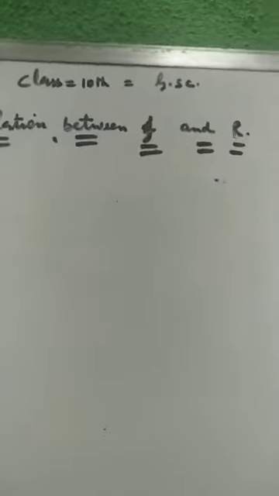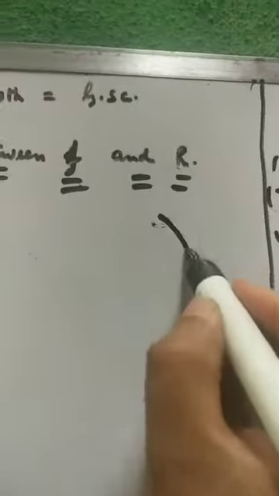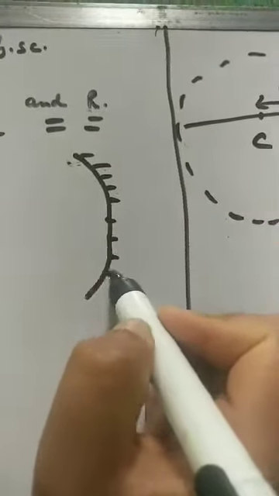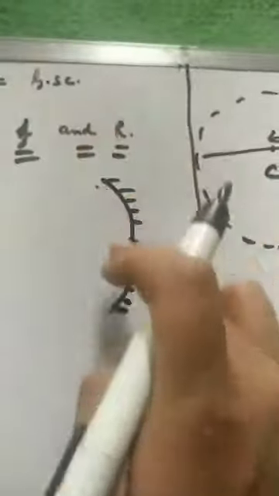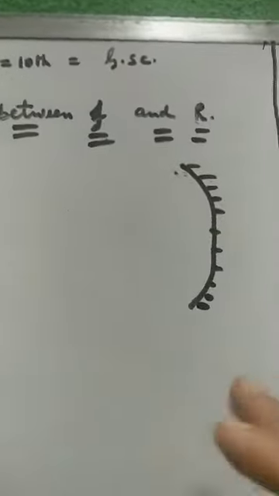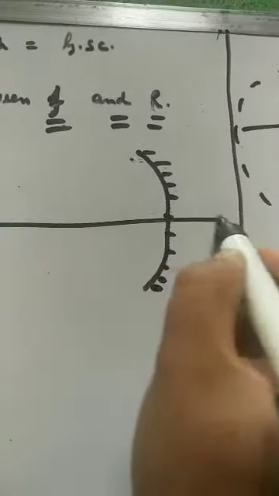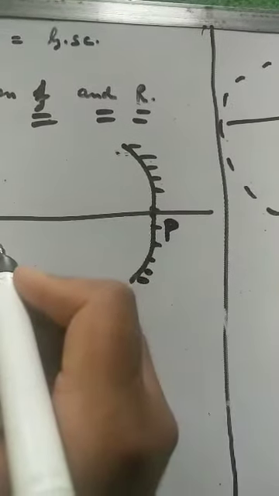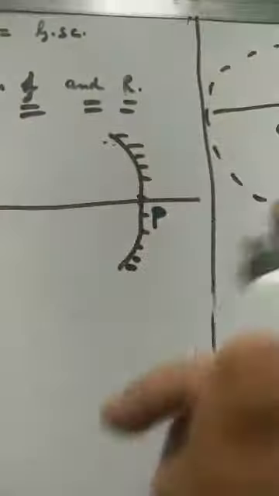For that, let's take the case of a concave mirror. Suppose this is the concave mirror. Here we assume that this concave mirror is of very small aperture. So this is the principal axis of this mirror. This is the pole. Take this is the pole, P is the pole.